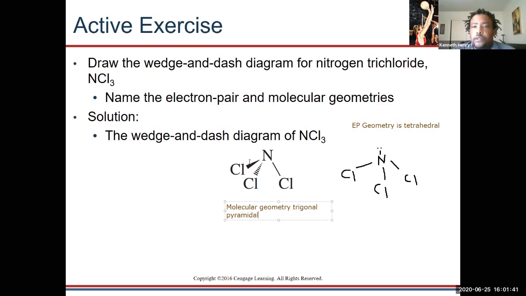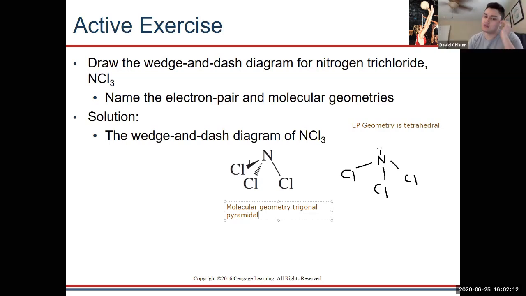Thank you. So you'll also see it say VSEPR geometry. That means your electron pair geometry. You'll also see it written as that. VSEPR stands for valence shell electron pair repulsion.